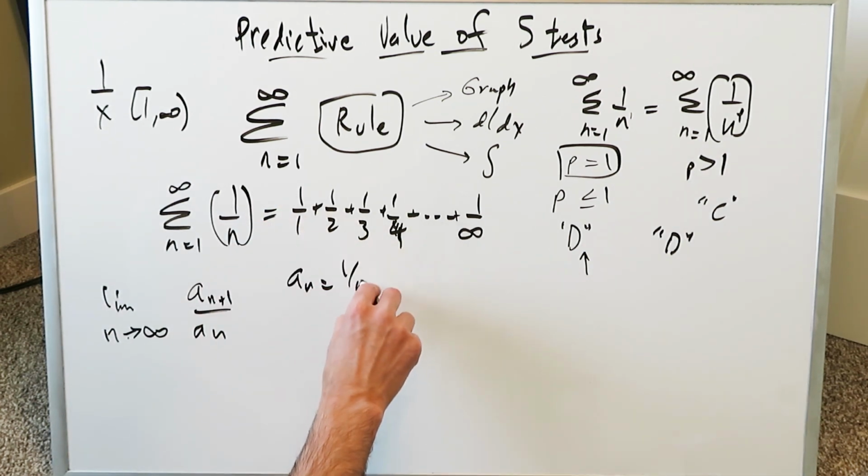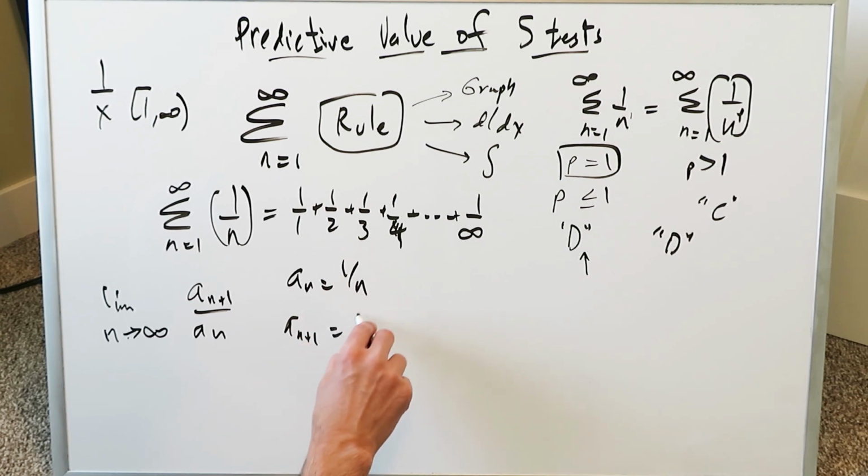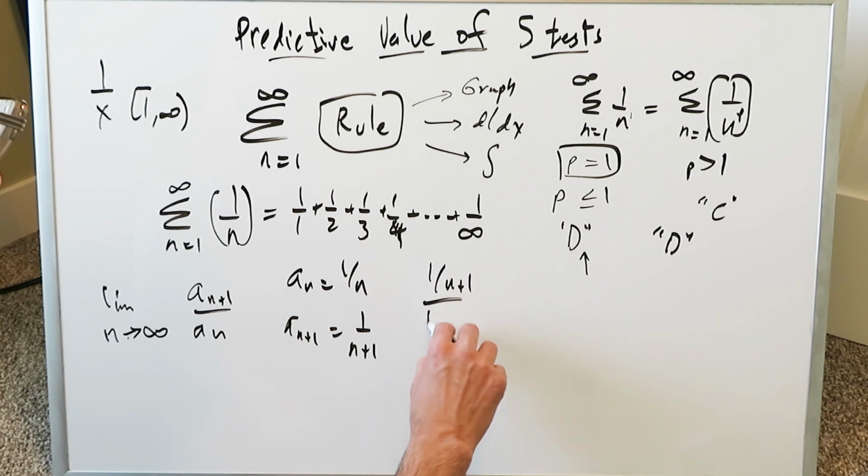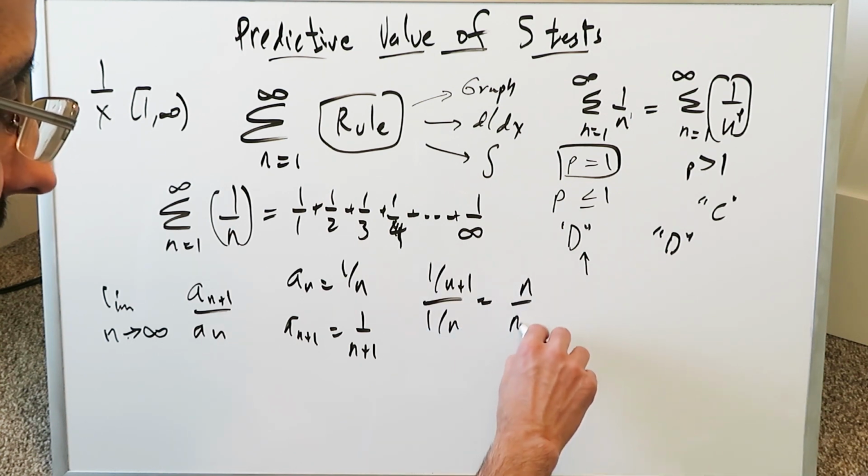It would be 1 over n. What would be our a_(n+1) value? It would be 1 over n plus 1. Then you would run it through here. You'd have 1 over (n plus 1) divided by 1 over n. You'd have n divided by n plus 1.